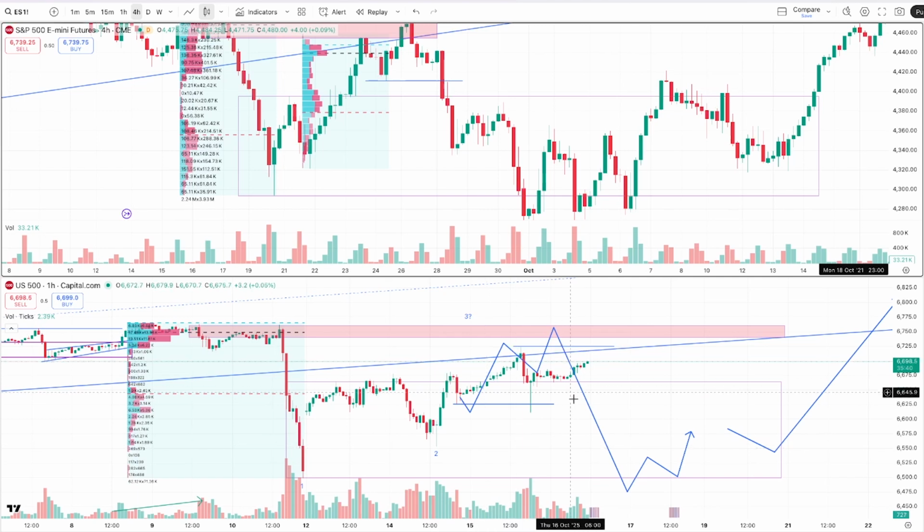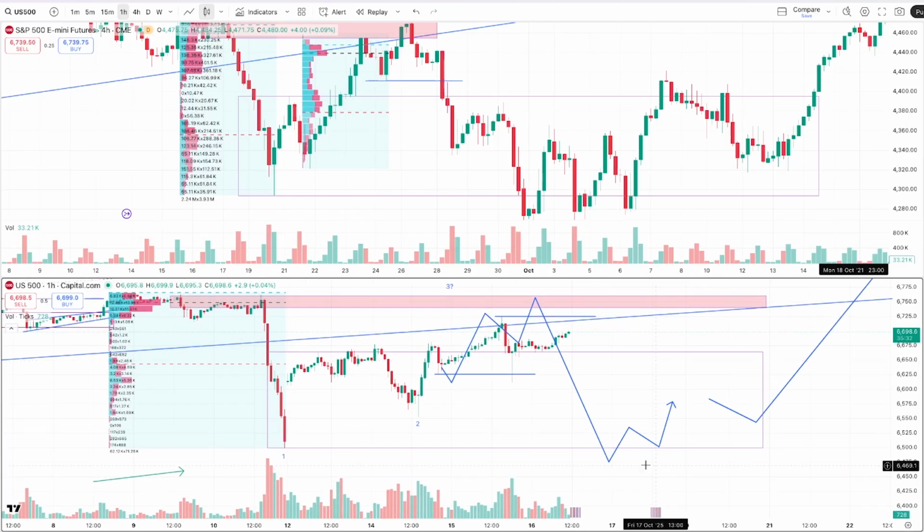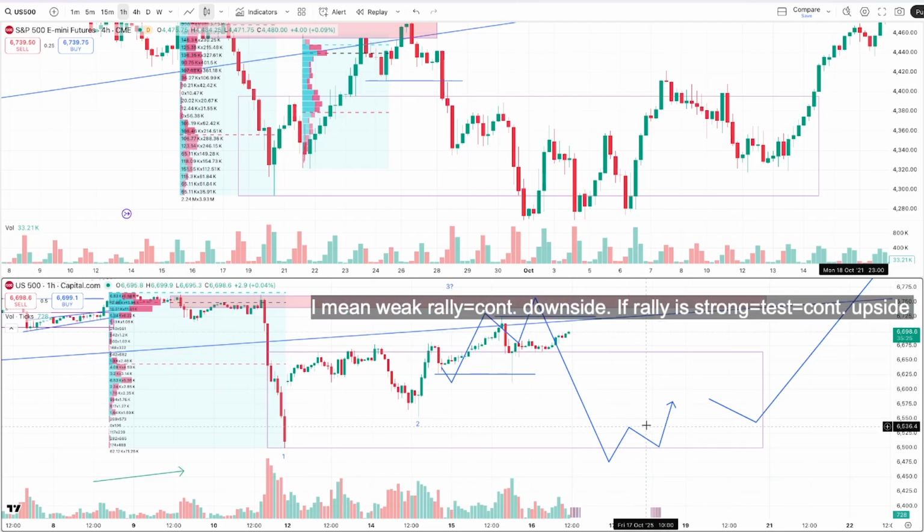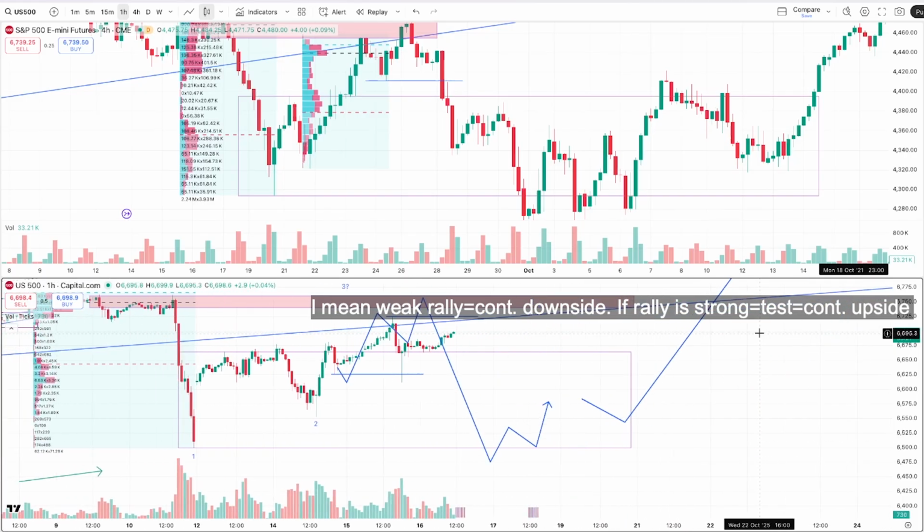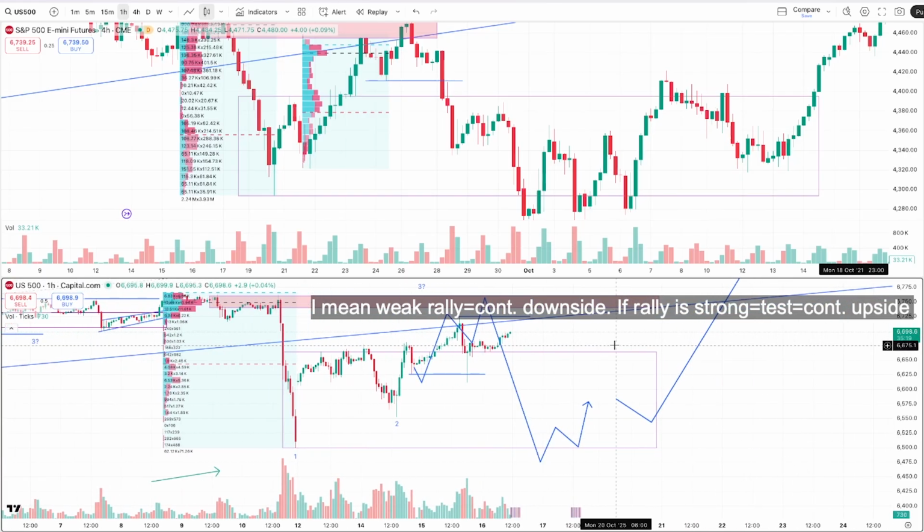And if price declines further up to the lower boundary of the trading range, I'm gonna look for some tests and a rally that is very weak. If the rally is strong, we might continue downside, but if it's weak, then we might have a test on low supply and then go back up before the major move to the downside.